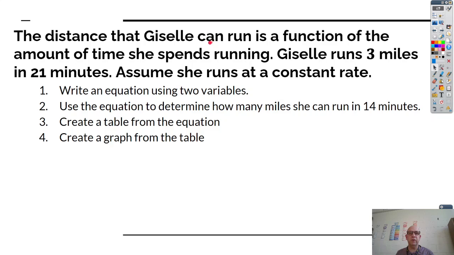So if I want the function for Giselle's running when she runs 3 miles in 21 minutes at a constant rate, well, I know that constant rate means I'm going to look for a proportion y equals mx, where m is the proportion of 3 and 21. Okay. So let's take a look at that.